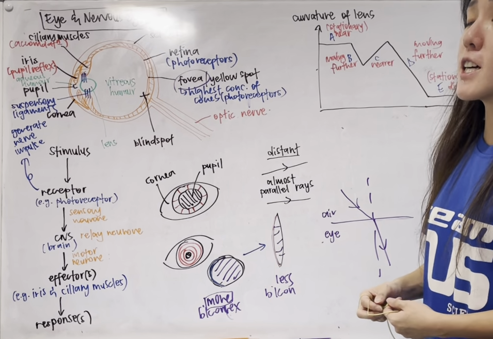Next one, near object. What will happen to your lens? More biconvex, so that you will have more refraction of light, so that the object will become more or less diminished in size? More diminished in size. Next one, distant object, what happens to your ciliary muscles?